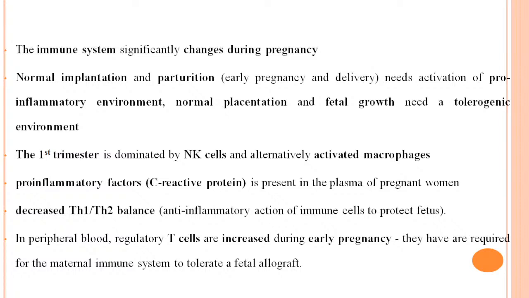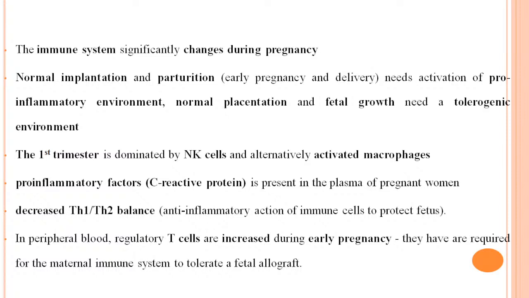So normal fetal growth and normal placentation need an equal amount of pro-inflammatory and anti-inflammatory. The first trimester of the pregnancy is dominated by natural killer cells and alternatively activated macrophages. Complement is activated in large amount. Neutrophils, I will show you then as a scheme what is activated in different trimesters. Pro-inflammatory factors, for example, C-reactive protein, are present in the plasma of pregnant women.